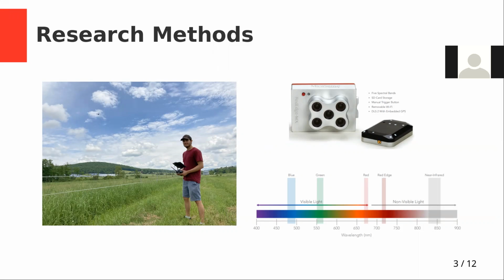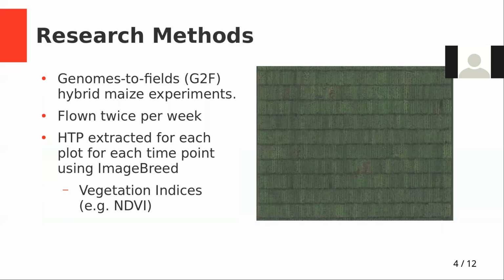The UAV flies a pre-programmed path over the field at an elevation of 25 to 35 meters. I'm flying over hybrid maize field experiments in the Genomes to Fields program over the past 3 years now. I'm also flying over alfalfa field experiments, but I won't show this here today. I try to fly twice per week over the entire course of the growing season.